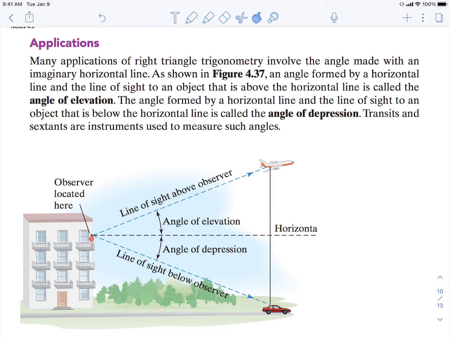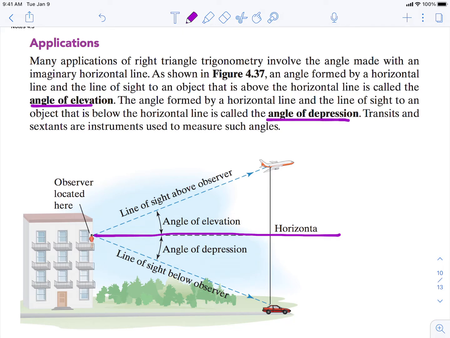All right, we're going to work with application problems for right triangle trig. Many applications of right triangle trig involve the angle with an imaginary horizontal line. Here is our imaginary horizontal line shown in this figure. The line of sight to that object is called the angle of elevation. The angle formed by a horizontal line and the line of sight below it is called the angle of depression.